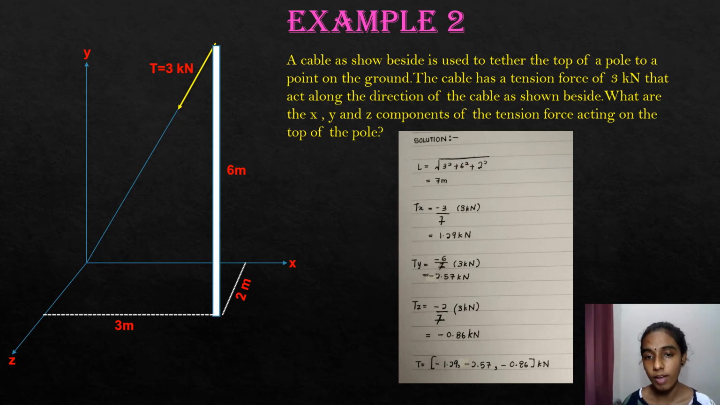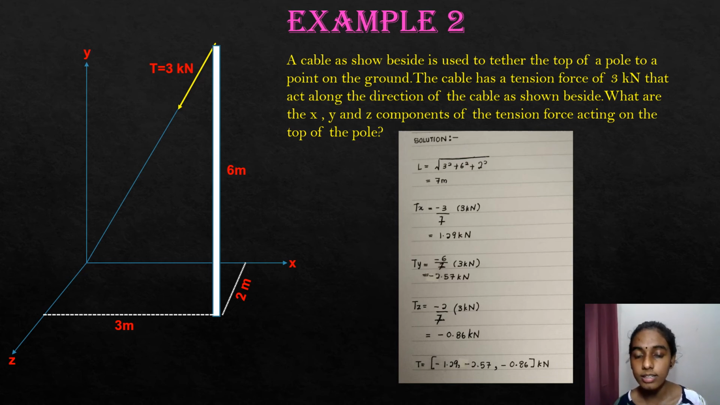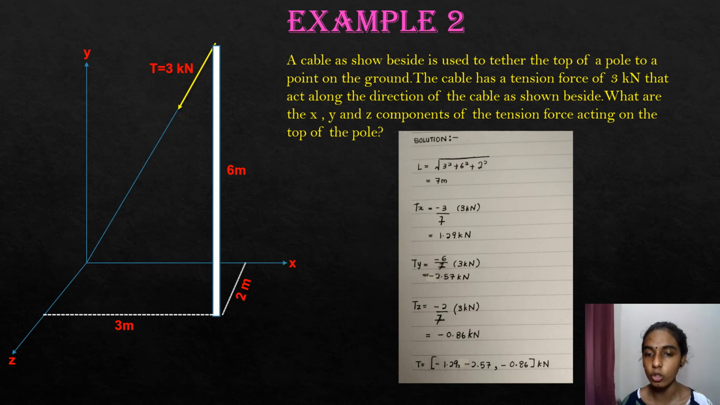And then tension of X negative 3 divided by 7 and then times by 3 kilonewton, we will get negative 1.29 kilonewton. The next is tension of Y negative 6 divided by 7 and then times by 3 kilonewton, we will get negative 2.57 kilonewton. The last is tension of Z negative 2 divided by 7 and then times by 3 kilonewton, we will get negative 0.86 kilonewton.